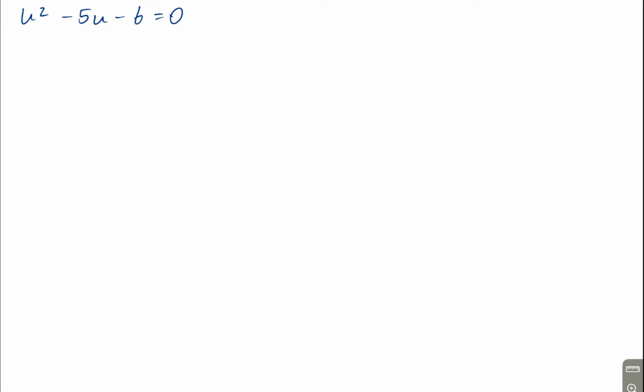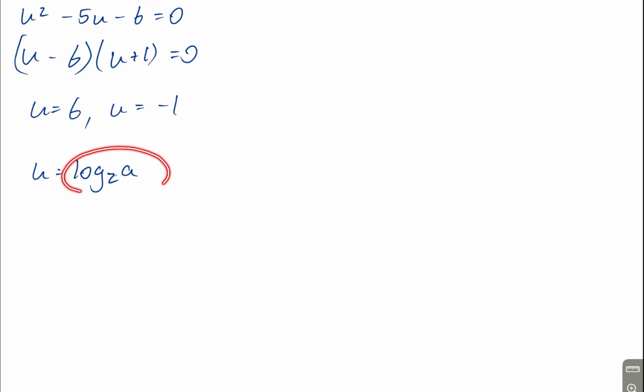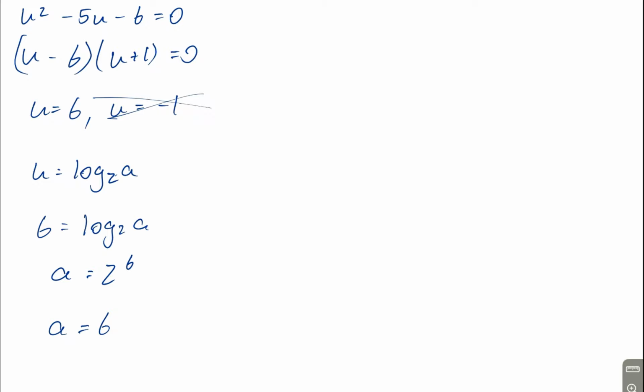Now that we're almost done here, we can factor this. u minus 6 times u plus 1 equals 0, which gives us u equals 6, u equals negative 1. However, we can note that u equals negative 1 will not work, since a is greater than 1, so this cannot be negative. So our only solution is u equals 6. And if we plug that in, then 6 equals log base 2 of a, so a equals 2 to the power of 6, which means a would equal 64.